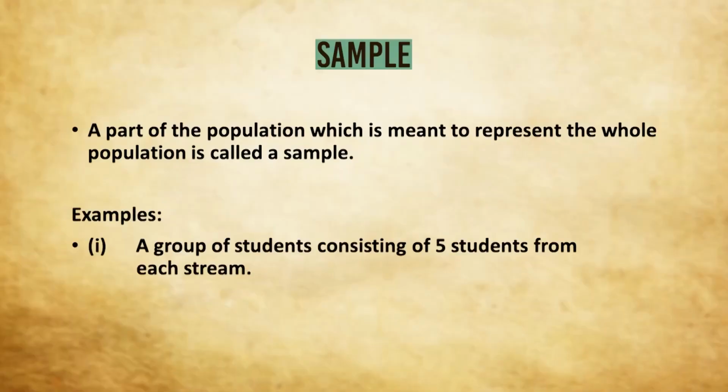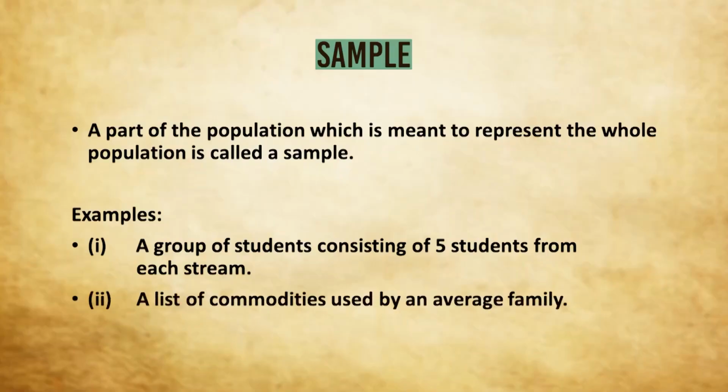If we recall the examples that we took in population, so what can be the sample? In the first example, when we took up the collection of all students in a college, as the sample we can take some students of this college, maybe a collection of students consisting of say 5 students from each stream. Similarly, when we are talking of consumption pattern, instead of considering all possible commodities in a market, we can think of a list of commodities that is used by an average family.